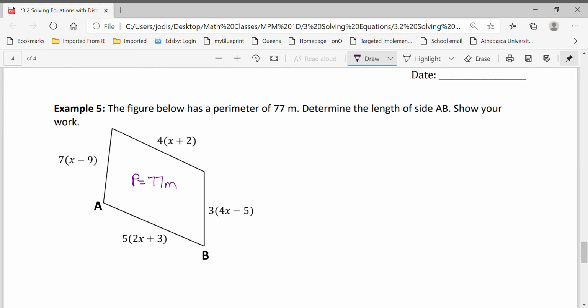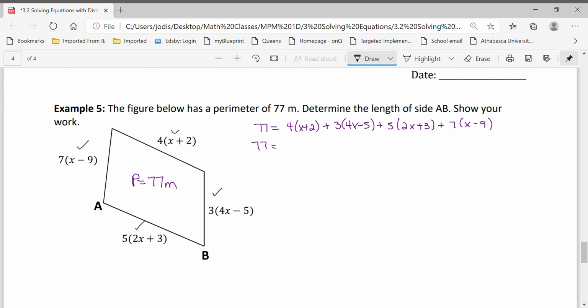Okay, so if we wanted to find the perimeter of this shape, we would just add up all the sides, right? So let's write that in. So my perimeter equals 77. So I'm just going to say 77 equals, so that's my total perimeter. And now I just have to add up all my sides here. So 4x plus 2 plus 3 times 4x minus 5 plus 5 times 2x plus 3 plus 7 times x minus 9. All right, we got all 4 sides accounted for.